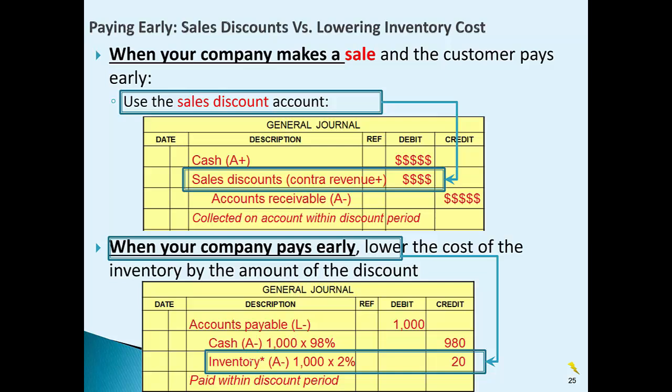Now, if we paid early and we get the discount, that discount just simply lowers the cost of inventory. A lot of students will mistakenly try to use a purchase discount account, but we don't do that in the perpetual inventory system. So don't forget the difference. Sales discount is when we made the sale and the customer gets the discount. And if we pay early and we get the discount, we just simply lower the cost of inventory.